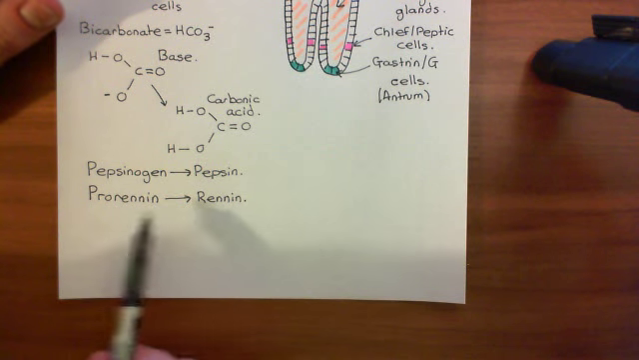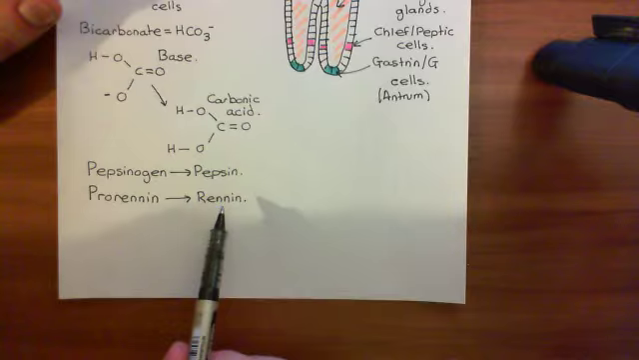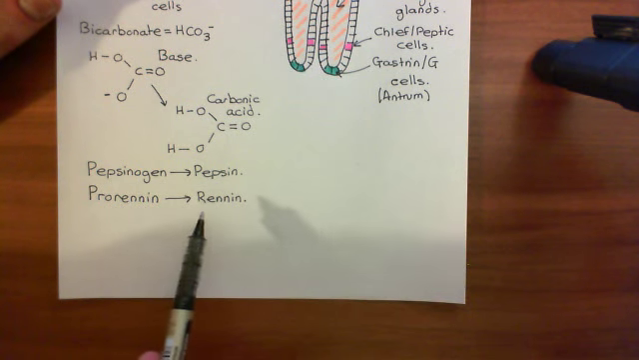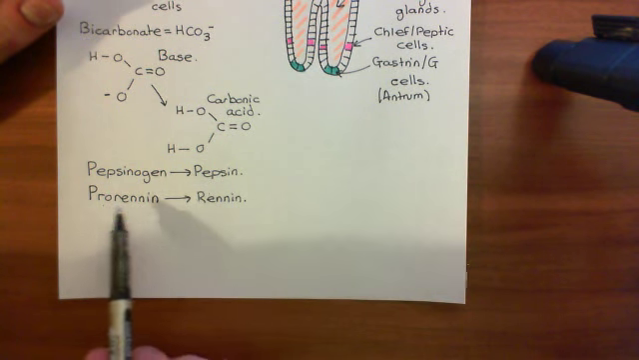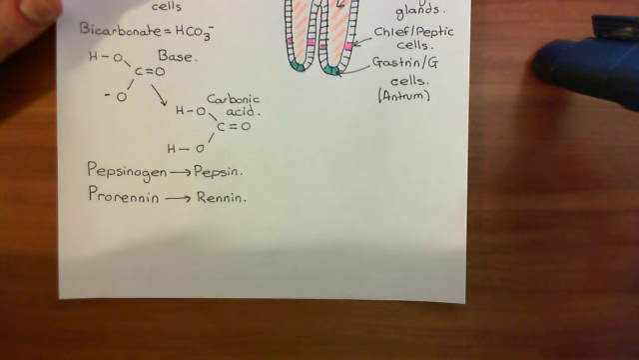You might be wondering, well, this isn't present in humans, is it? And the answer is no, not generally. But in infant humans, it is present. So infant humans, their chief/peptic cells will produce prorenin, which will be activated to renin. And renin performs a similar function to pepsin. It's a protease which will cut peptide bonds between amino acids.